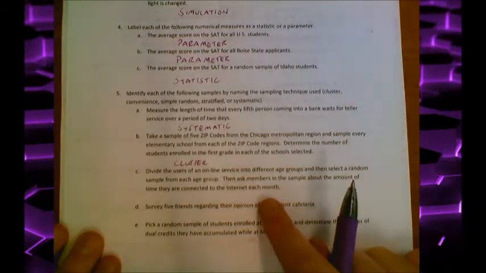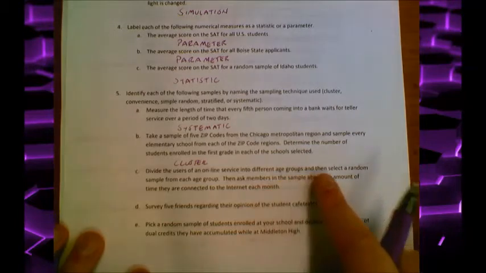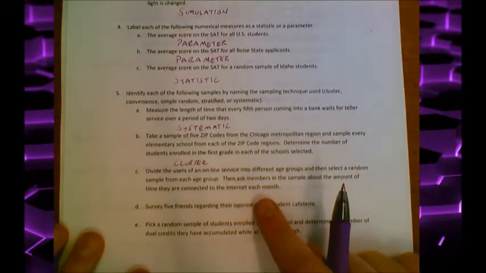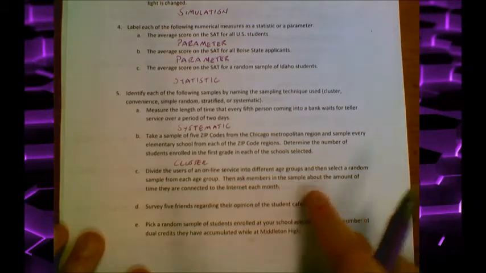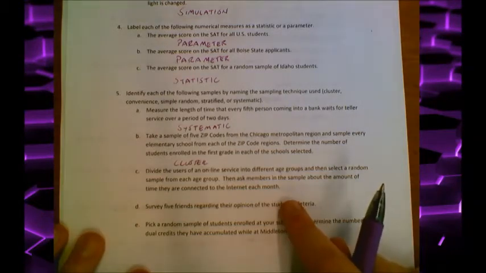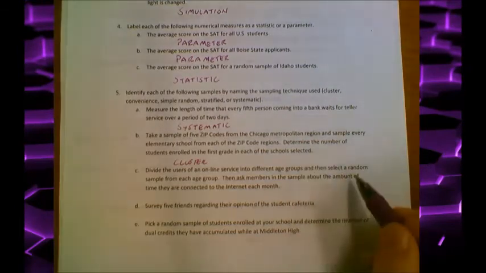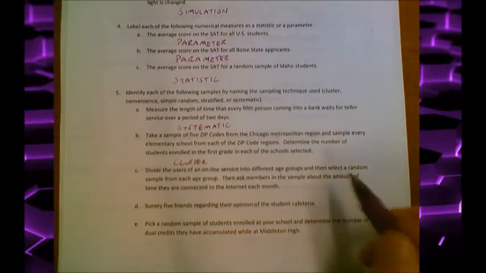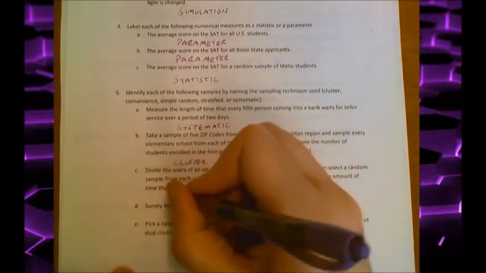All right, then we want to divide the users of an online service into different age groups and then select a random sample from each age group. We then ask the members in the sample about the amount of time they are connected to the internet each month. Well, the big thing that I'm seeing there is I'm breaking it up into different age groups and then taking samples from each of those age groups. So that's going to be stratified.